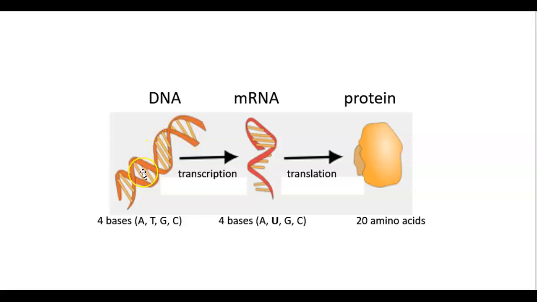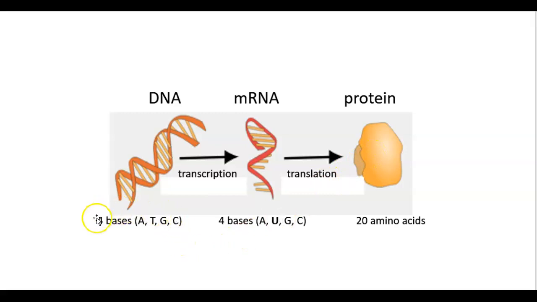This information in the DNA is then transcribed into a messenger RNA, and this messenger RNA is transported out of the cell and translated via ribosomes into proteins. So the flow of information goes from DNA to RNA to protein.